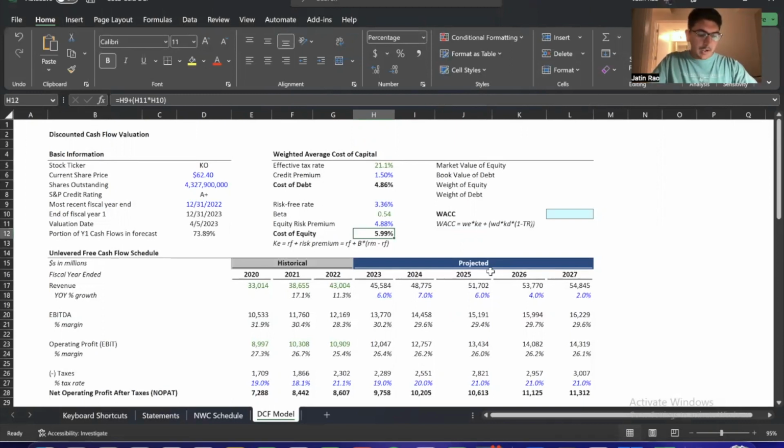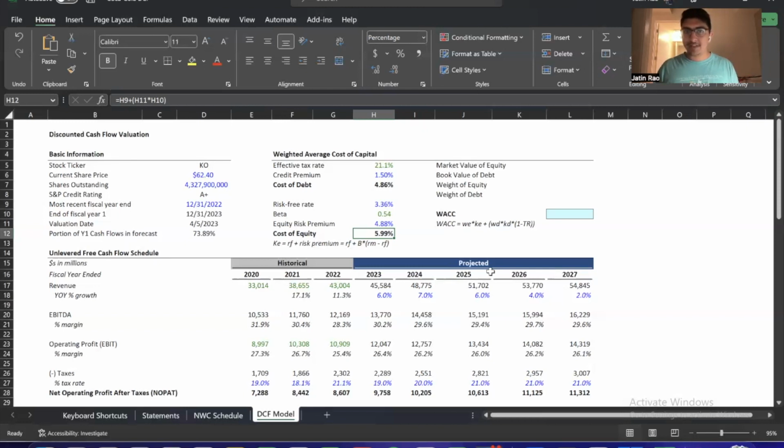Now, how would you actually calculate this beta? We can do it one of two ways. The first is using historical regression analysis, where you take a sample of, let's say, the past 5 years of data, and you compare how Coca-Cola's stock price has moved in relation to the S&P 500's stock price moving. The other way you can do it is you can look at comps.